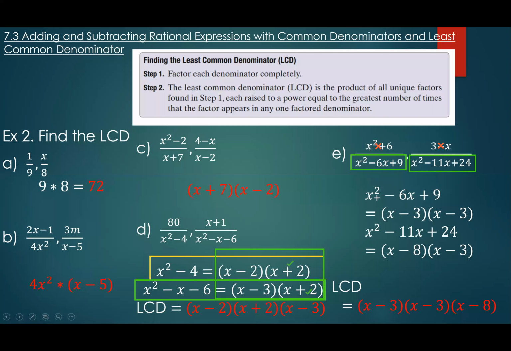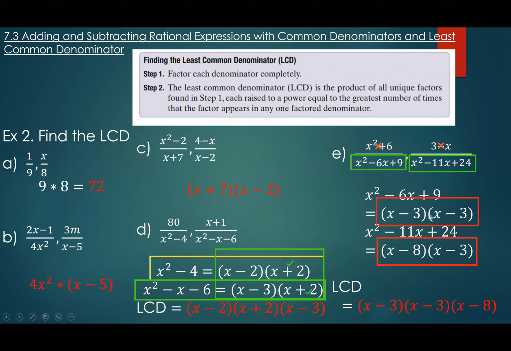Remember, this is the 2 box. If they repeat in the same box, we have to use it. If they repeat in a different box, we use it one time. As you can see right here, the 2 box I have is x minus 2, x plus 2, and x minus 3, x plus 2. Because they repeat, I'm still using x minus 2. We don't just throw it away. We still use it, but we only use it one time. So that's the idea of this LCD here.